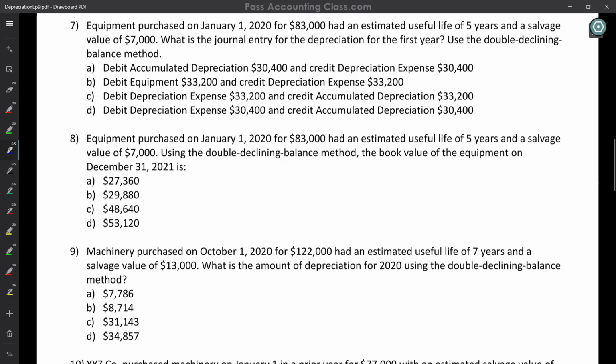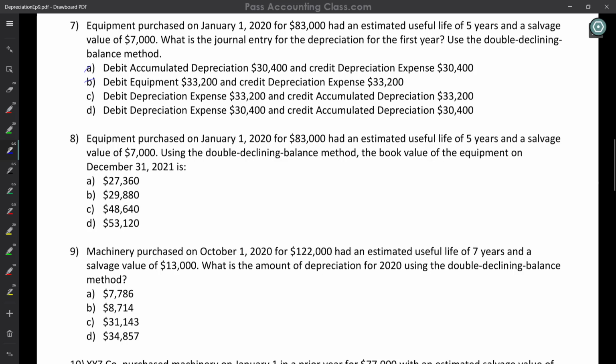So whenever we record depreciation, we are going to debit depreciation expense and credit accumulated depreciation. And this makes sense because we want to increase an expense account, and in order to do that, we need to debit it. And then we want to increase a contra asset account, and in order to do that, we need to credit it. So based on this information, we know it can't be A or B. It can only be C or D because both of those say debit depreciation expense and credit accumulated depreciation.